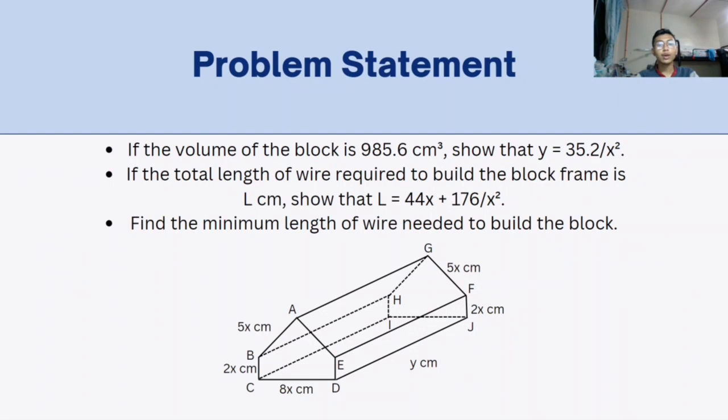Now let me show you the questions that can be generated from this diagram. Number 1, if the volume of the block is 985.6 centimeter cube, show that y is equal to 35.2 divided by x squared. Number 2, if the total length of wire required to build the block frame is L centimeter, show that L is equal to 44x plus 176 over x squared. And the last question is, find the minimum length of wire needed to build the block.